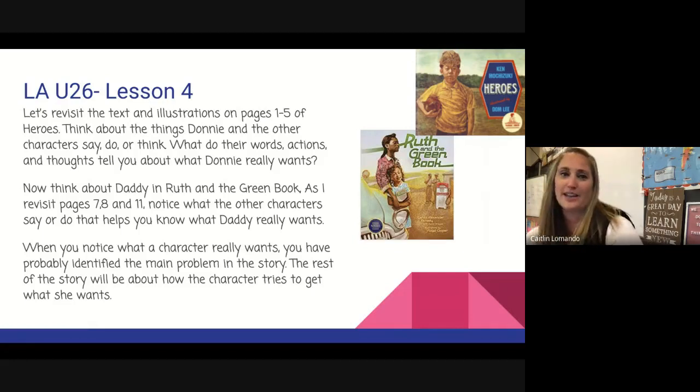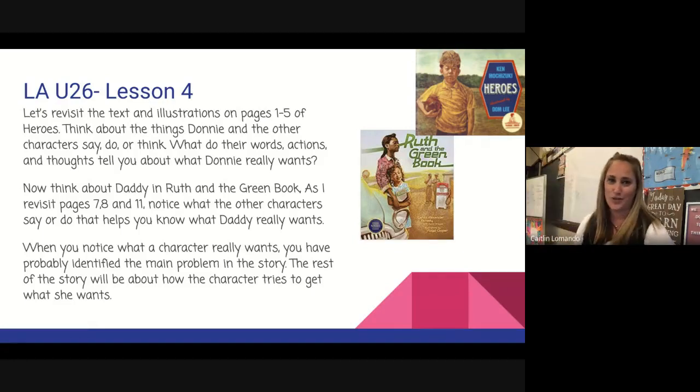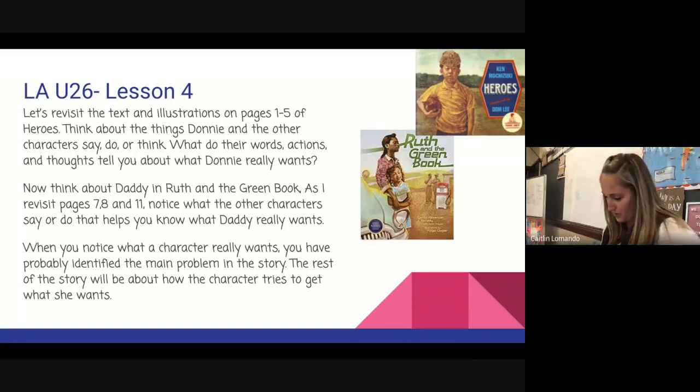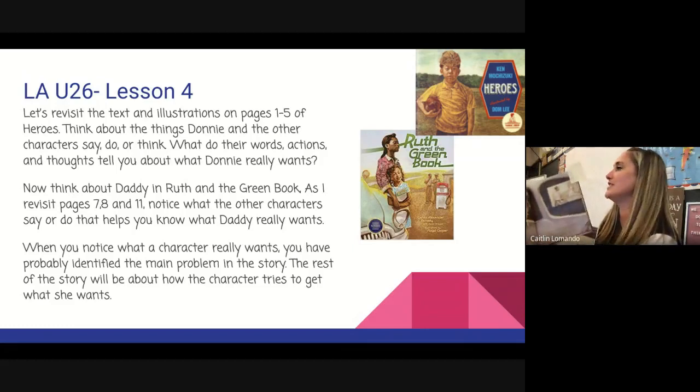Now let's look back at Daddy in Ruth in the Green Book. So I'm going to start with pages 7 and 8, and then we may get to 11. So let me just make sure I'm in the right spot, if you don't mind giving me one moment. All right, so we have 2, 3, 4, 5, 6. All right, so here's pages 7 to 8.